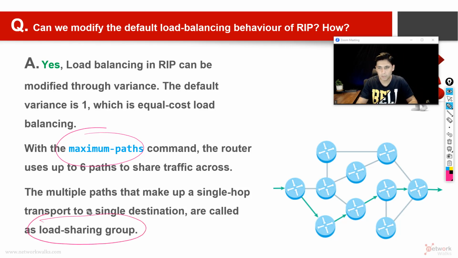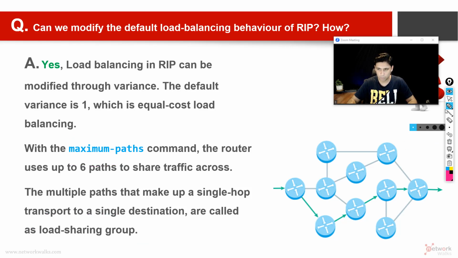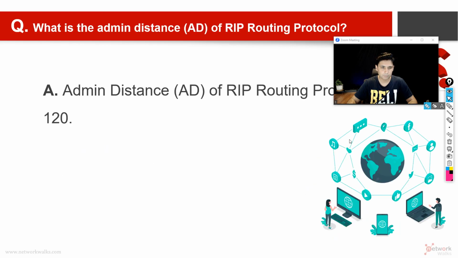group. So this is a little bit more advanced topic, but in simple words we can say yes, it supports load balancing and it can be modified through variance, through the maximum paths command, and through the concept of load sharing group internally for RIP. The answer is yes, it supports load balancing.